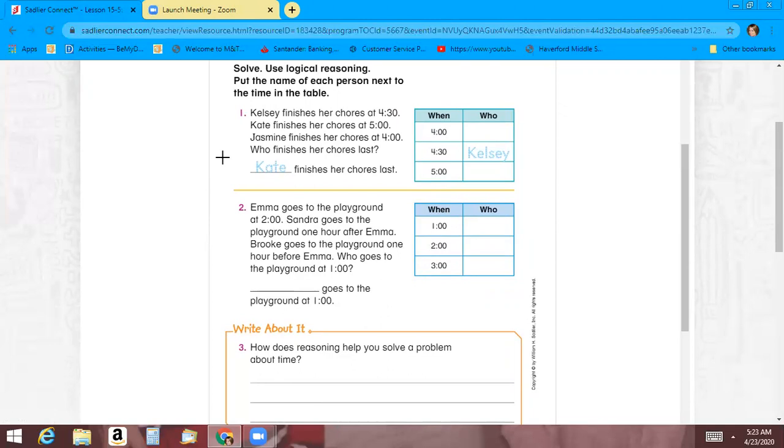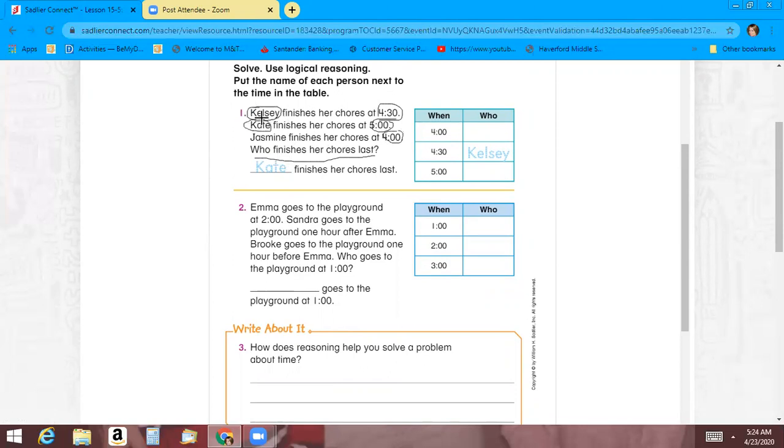So Kelsey finishes her chores at 4:30. Kate finishes her chores at 5 o'clock. Jasmine finishes her chores at 4 o'clock. Who finishes her chores last? In any word problem or math story, we underline the question, we circle what we know, right? Here's the times that we know. And we also know the names of our friends. So you can go ahead and circle their names too.